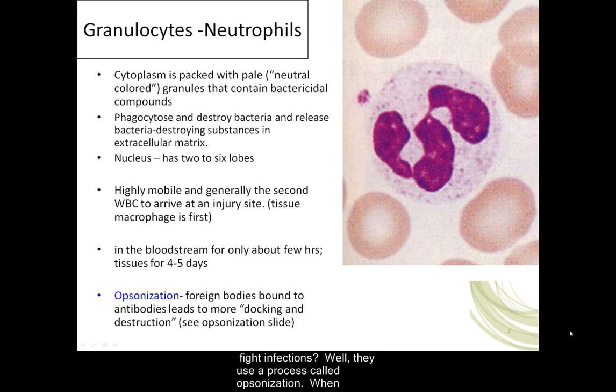How do neutrophils fight infections? Well, they use a process called opsonization. When antibodies released by a mature B lymphocyte bind to a foreign particle or antigen, the antibody-antigen complex can then bind to surface receptors on the neutrophil. This basically immobilizes the antigen and affords the neutrophil time to phagocytize the foreign particle.